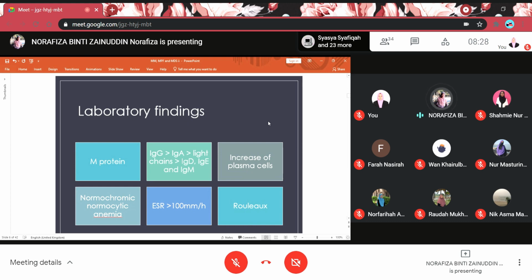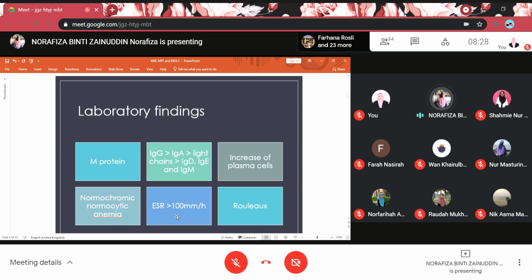This is the diagnostic criteria. There is an increase of plasma cells of more than 10% in the bone marrow aspirate and also biopsy, and these plasma cells often have immature morphology. The patients present with normochromic normocytic anemia. The erythrocyte sedimentation rate is more than 100 millimeters per hour.